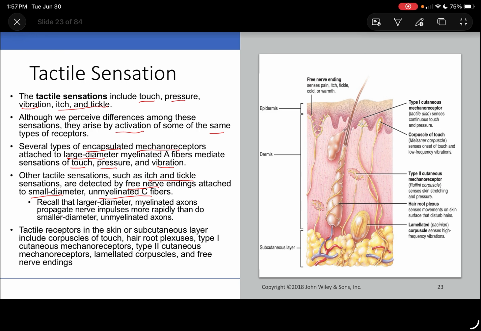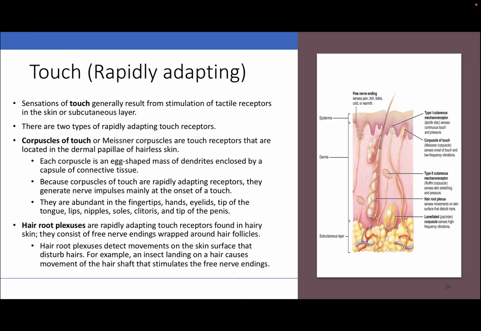So the tactile receptors that we see in the skin or the subcutaneous layer are going to include things like corpuscles of touch, the hair root plexus, as well as type 1 and type 2 cutaneous mechanoreceptors, plus the good old lamellated corpuscle and our associated free nerve endings. So, looking at these. Starting with touch.